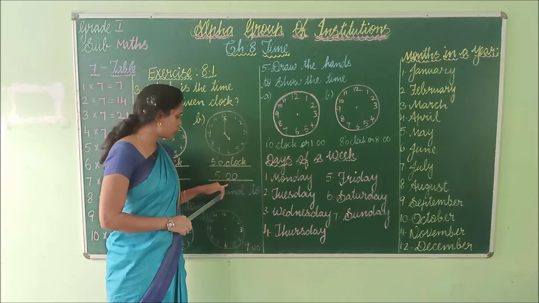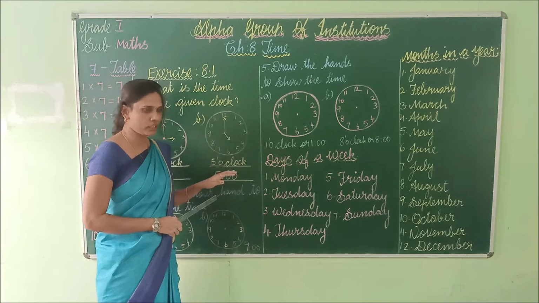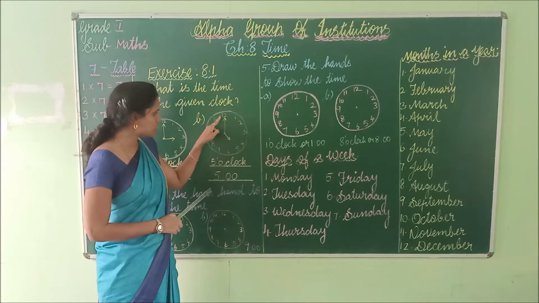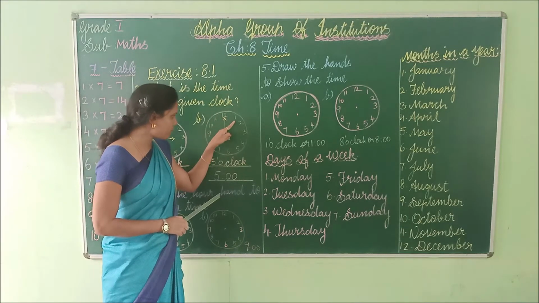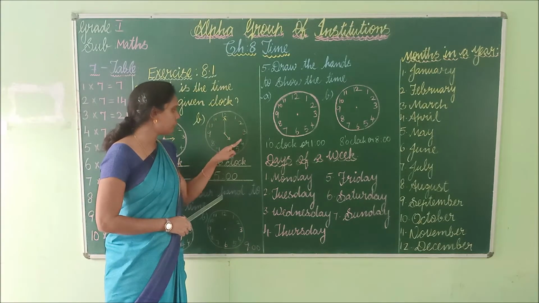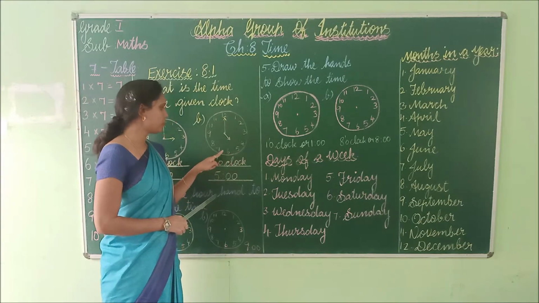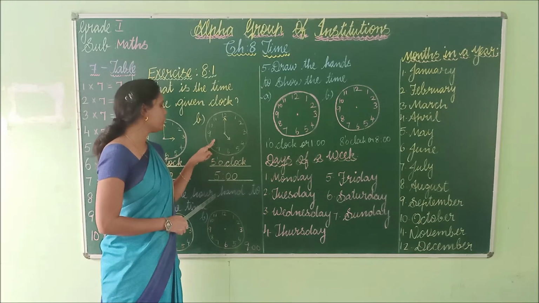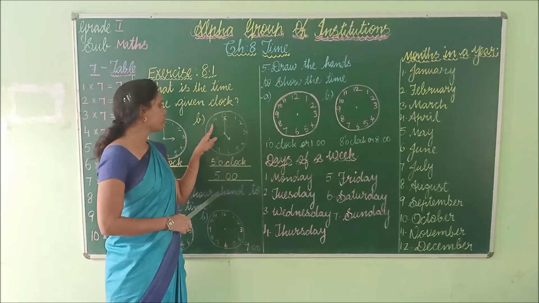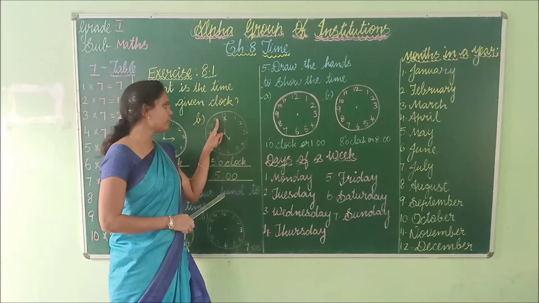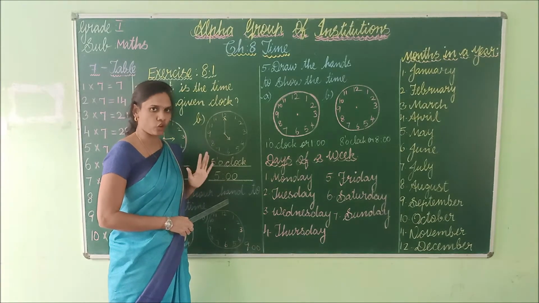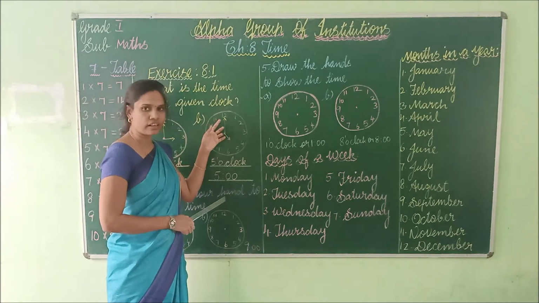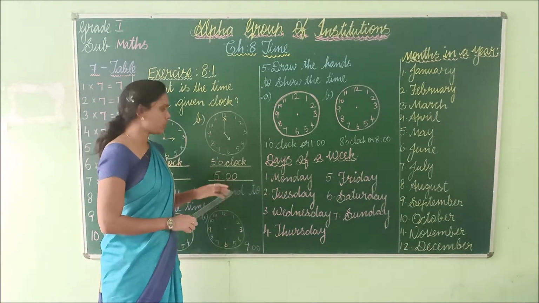The minute hand it will be 0. Okay. The minute hand should be 0. It starts from 0, 5, 10, 15, 20, 25, 30, 35, 40, 45, 50, 55 and 60. That becomes 0. Okay, ma'am? Fine, children. So this is 5 o'clock.